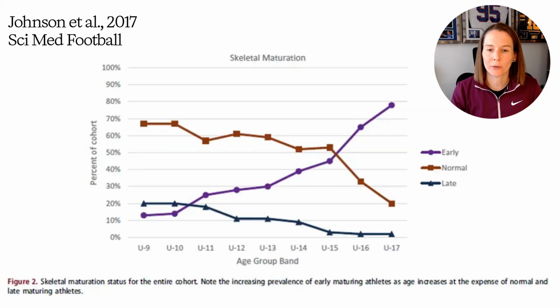And these authors conclude that the current system of age banding in academies is detrimental to those later developers, and that actually academy selection processes are inadvertently disadvantaging their ability to produce the maximum number of adult athletes because of this preferential selection of players who are more skeletally mature early on in academy age groups.